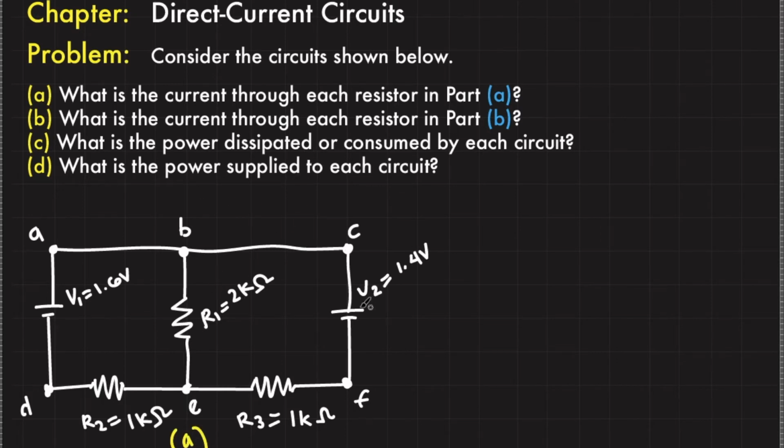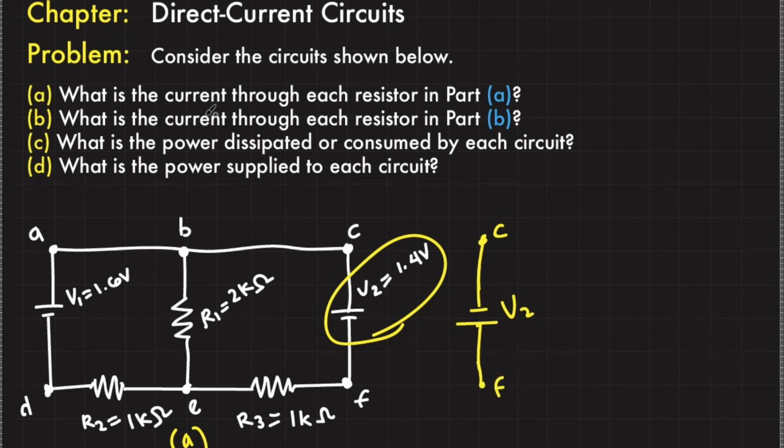And for part B, the polarity of this battery is just reversed with respect to points C and F. So this is point C and this is point F.